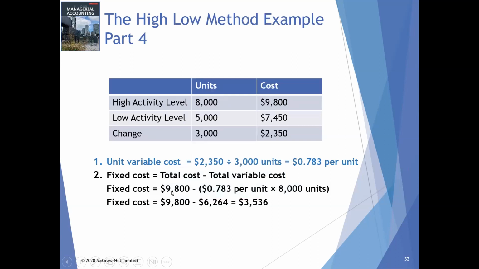Total cost. So total cost minus variable cost will be the fixed cost. Very simple. From the total cost, we subtract the variable cost, because we have calculated variable cost per unit 0.783 multiplied by 8000. This is 6264, and it is equal to 3536, which is the fixed cost.